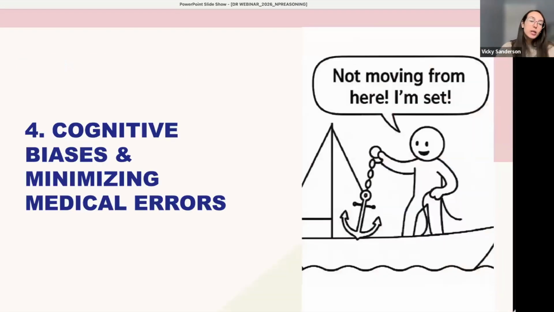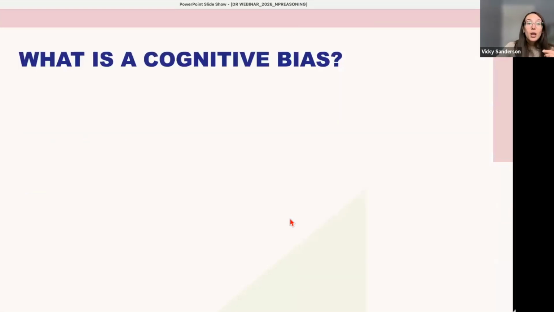So the last section we're going to dive into is recognizing some really common cognitive biases that we're all prone to in medicine, and applying cognitive forcing strategies to minimize the medical errors associated with these biases. So what is a cognitive bias?